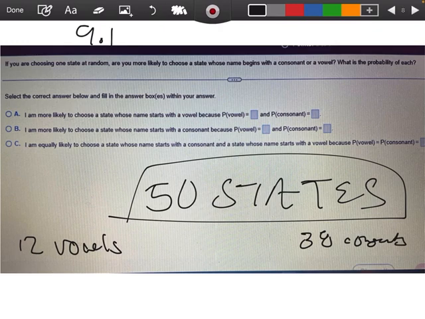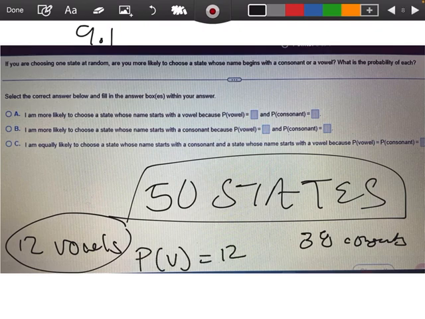I know that's a pretty messy way to write consonants. Okay, so look, y'all, what I'm going to do is this. The probability that our state starts with a vowel is going to be 12 out of 50. And the probability that we start with a consonant is going to be 38 out of 50.